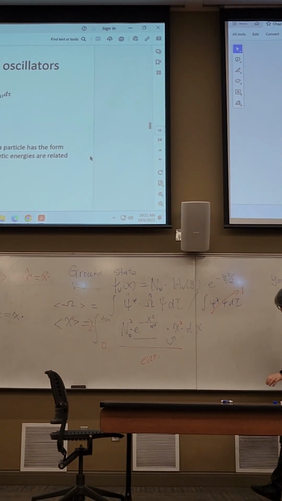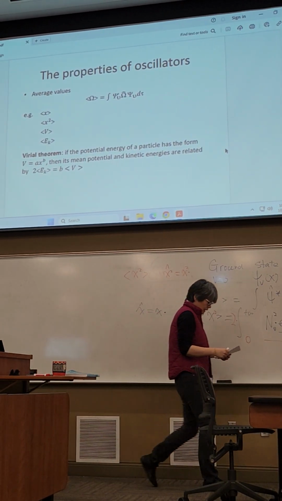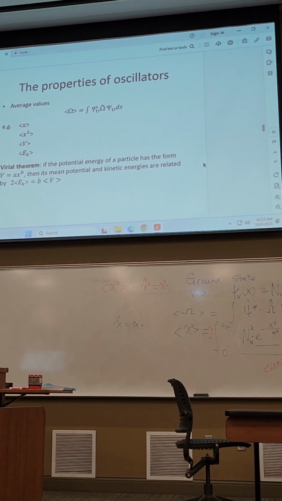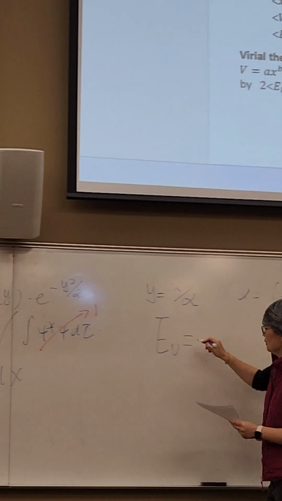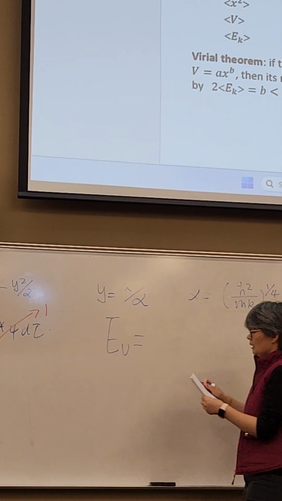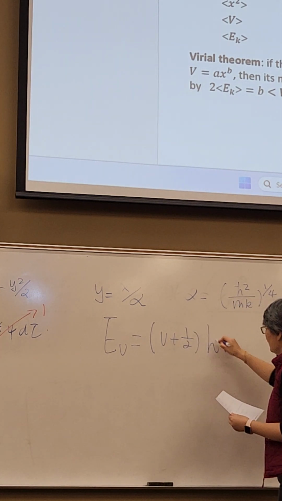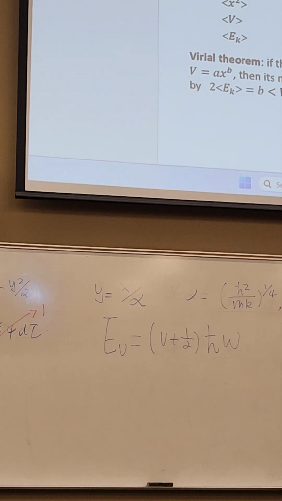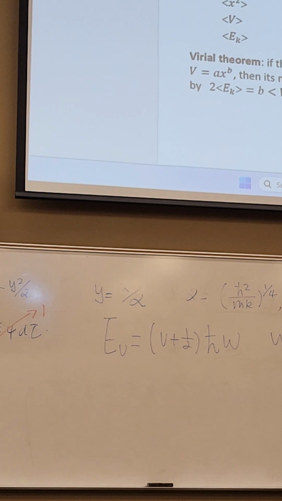Now, the expression for the energy at a given quantum state is denoted. So there's a wave function expression, and now we have an energy expression, E sub v, which equals the quantum number v plus 1/2, times h bar omega. Omega equals the square root of k over the mass of the oscillator. k is your spring constant.